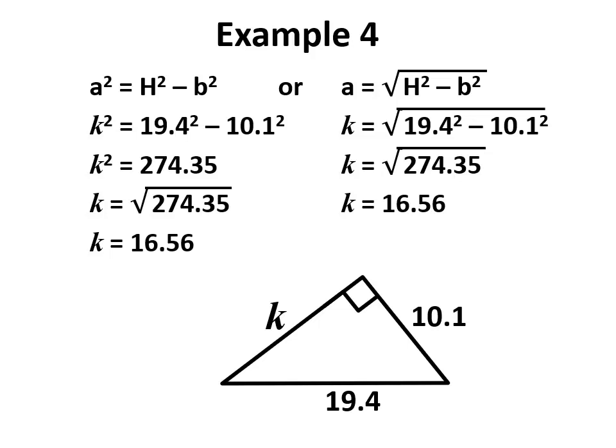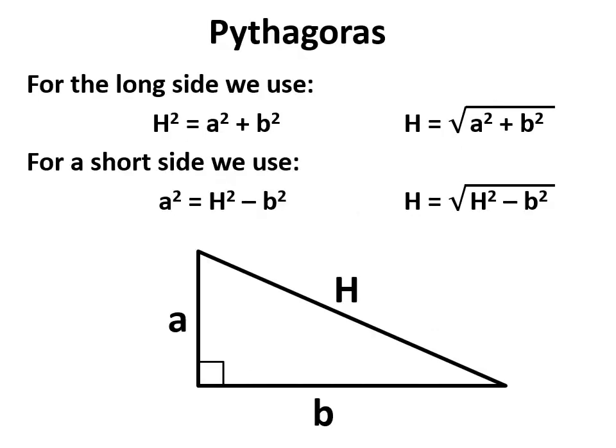So that's basically all there is to it. We have a formula, h squared equals a squared plus b squared, which we rewrite if we want a short side, so that a squared equals h squared minus b squared. Fairly simple to remember which one to use.